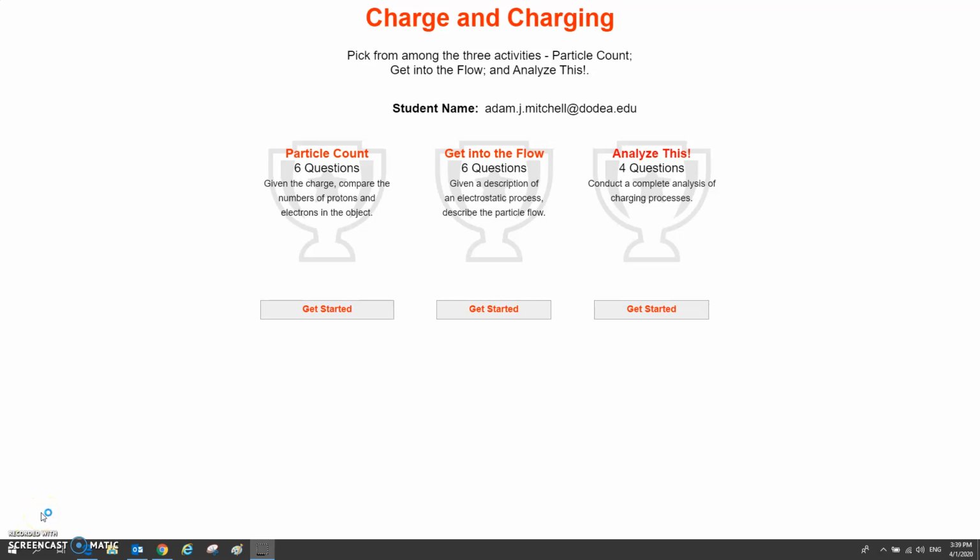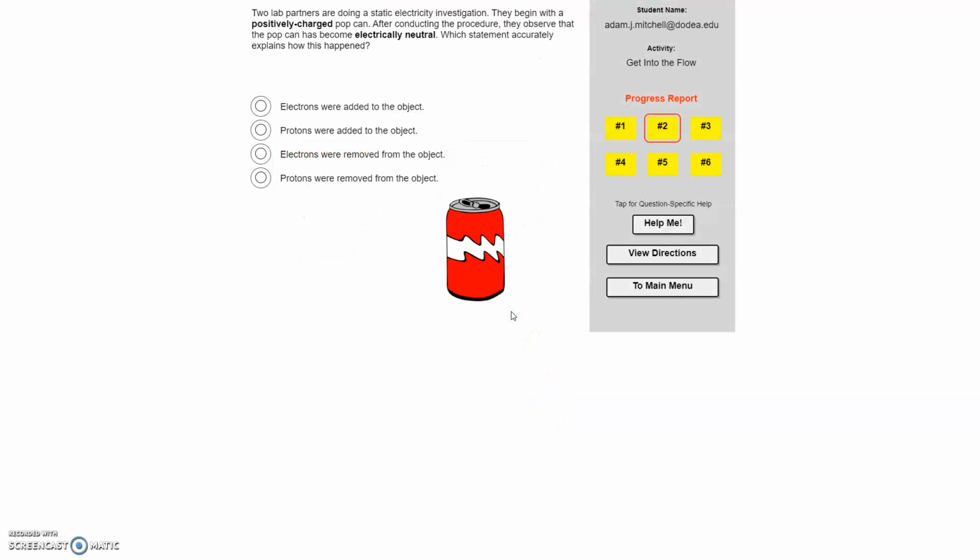So if you're struggling with the charge and charging questions, I'll give you a quick tutorial, some things to think about. So I'm going to go ahead and pick this one. The question says, two lab partners are doing a static electricity investigation. They begin with a positively charged pop can. After conducting the procedure, they observe that the pop can has become electrically neutral, which statement accurately explains how this happens.